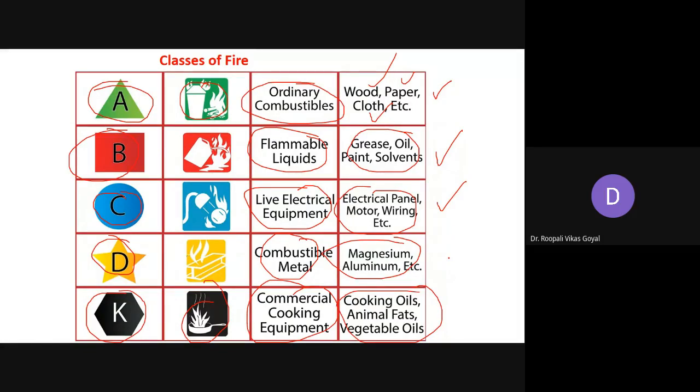If you have seen a fire extinguisher, which kind of fire it can extinguish is always written on it. If you have not seen, then please go and see. Which class of fire can be extinguished by a particular fire extinguisher is always mentioned on it. So if a fire extinguisher can extinguish fire of A and B, then you should apply it only on A and B kind of fire. You cannot apply it on D or K. Accordingly, you have to use your fire extinguisher according to the classes of fire.